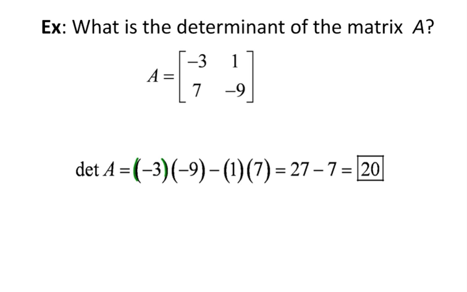We're going to multiply negative 9 and negative 3, subtract 1 times 7. It's important whenever you're multiplying two numbers together, put them in parentheses so that way you won't make a mistake when you're multiplying. So you have 27 minus 7 is equal to 20. So the determinant A is equal to 20.